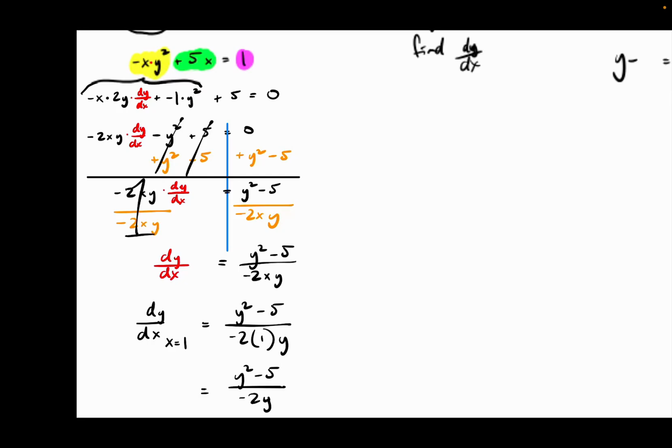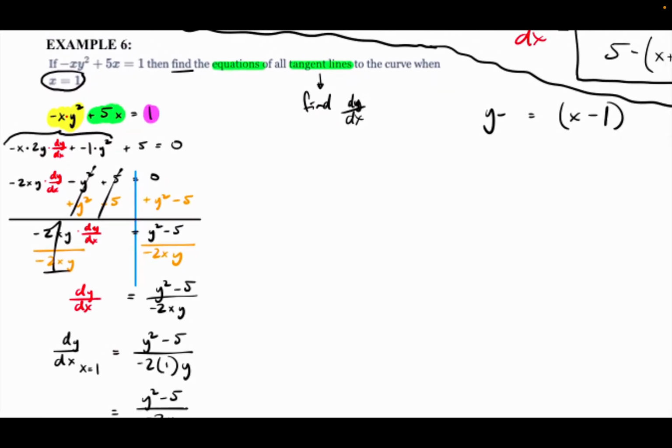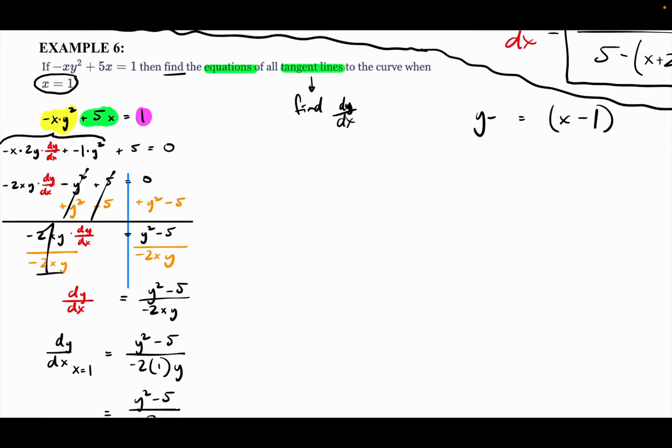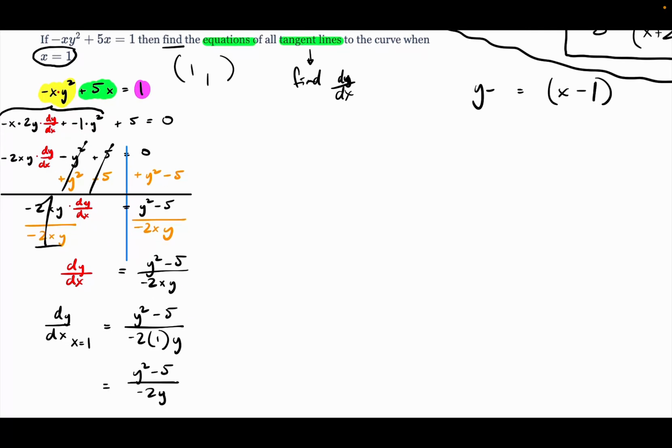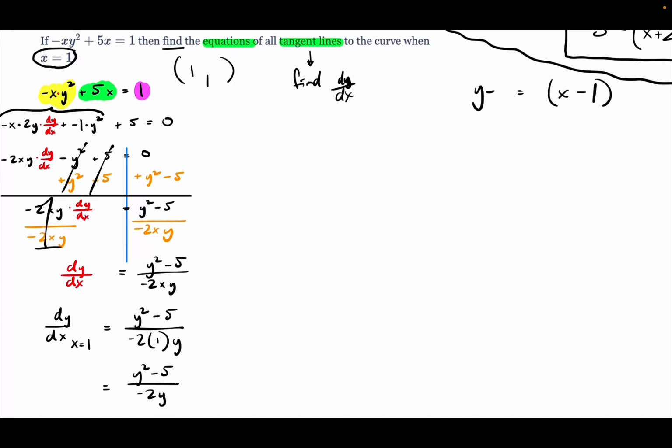I know what I got to do. Okay, so I know x is 1, right? We took x is 1. But we need y, don't we? We also need y. Plug it into the original. So that's what we're also going to need, because this has x and y's.